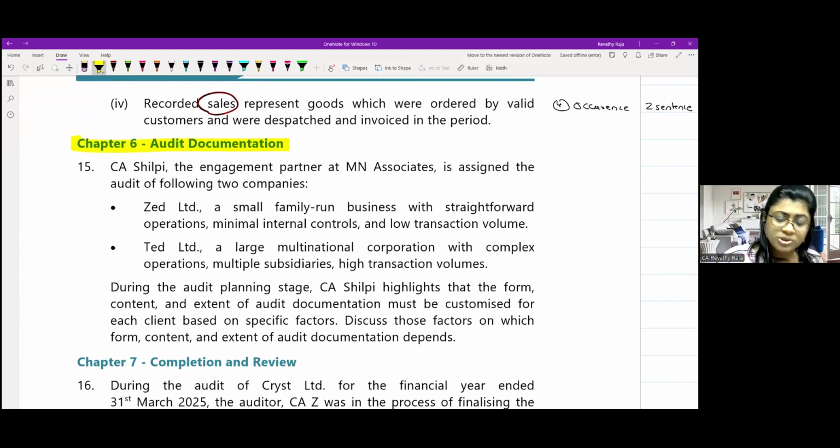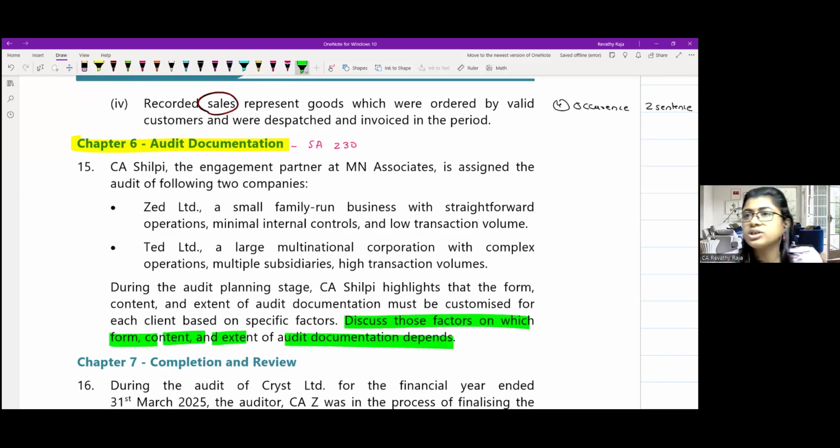Now coming to chapter 6, audit documentation. Can you read the question? Audit documentation. Essay 230. Already we have discussed 230 in the MCQ, so directly I'll come to the answer. No revision. Discuss the factors on which form and content of documentation depends.